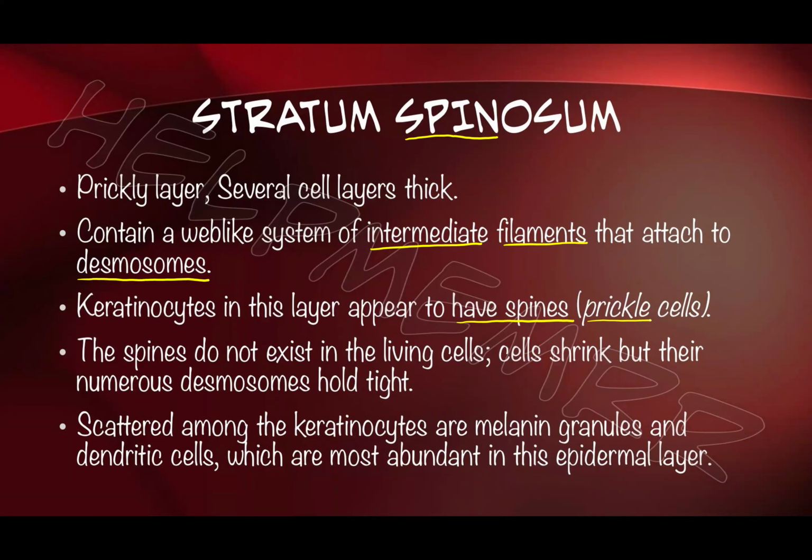Now, here's a little transition idea. If there are spines, like in this stratum spinosum, they don't exist in living cells. So the cells start to shrink down, and as they shrink, these spines kind of pass through. Now, this is when we're starting to see our transition from our newly created cells to the dying off.